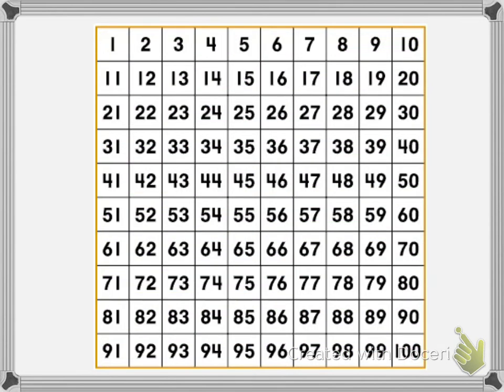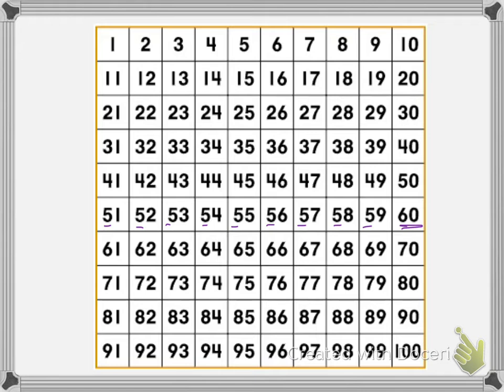Okay. All right, let's look at the numbers that all start on the row that has 51 on it. If we look, we can see that all the numbers on this row start with the number 5. 51, 52, 53, 54, 55, 56, 57, 58, 59, until we get to the end here with 60.